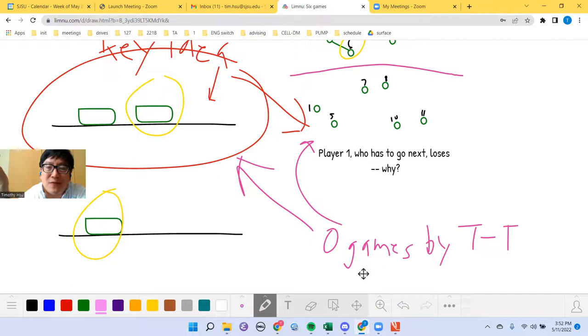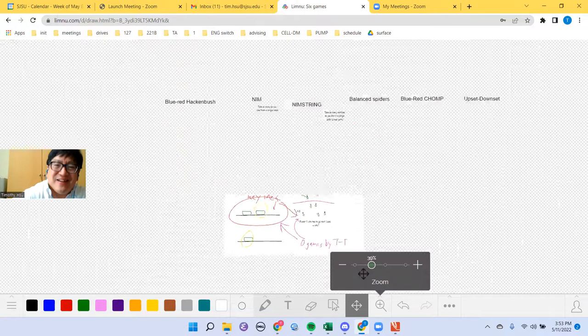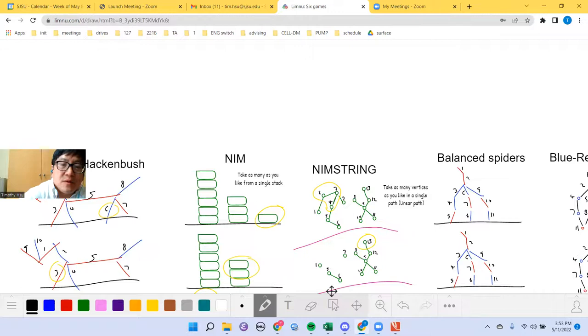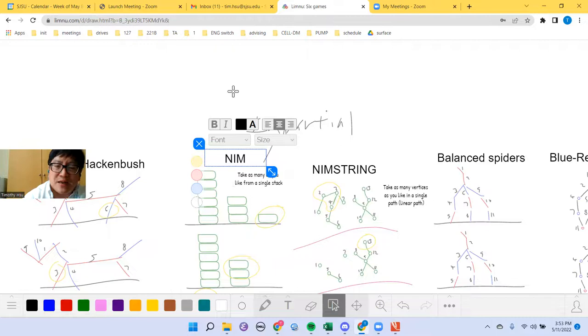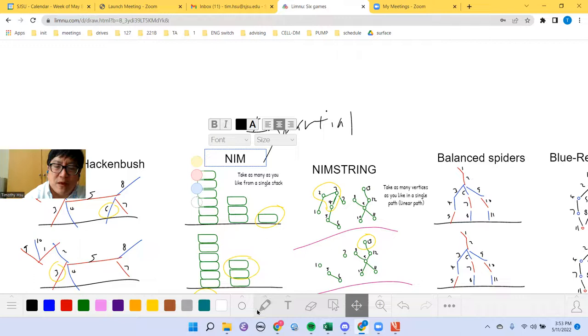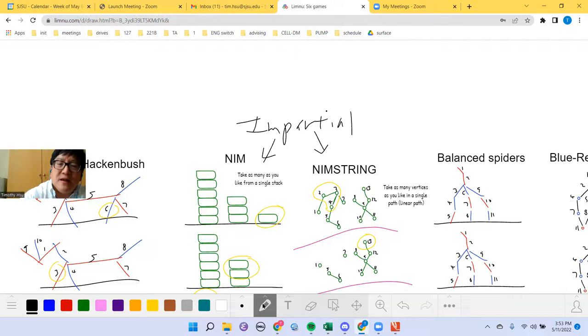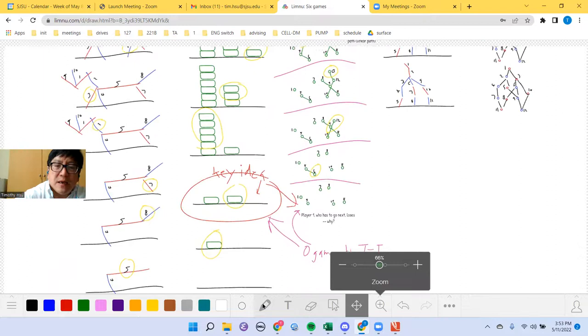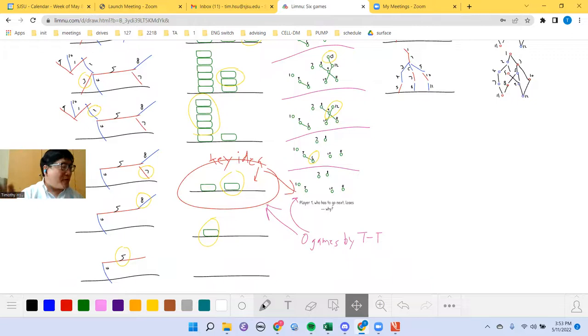Oh yeah, I forgot to mention. Both Nim and Nimstring are what are called impartial games, and they're impartial because there's no distinction between either player. Basically any move of taking a string or taking some cakes or whatever is accessible to any player. And when you have an impartial game, you are your own negative, as it were. To go from Tweedledum to Tweedledee to Tweedledum, you don't change anything.